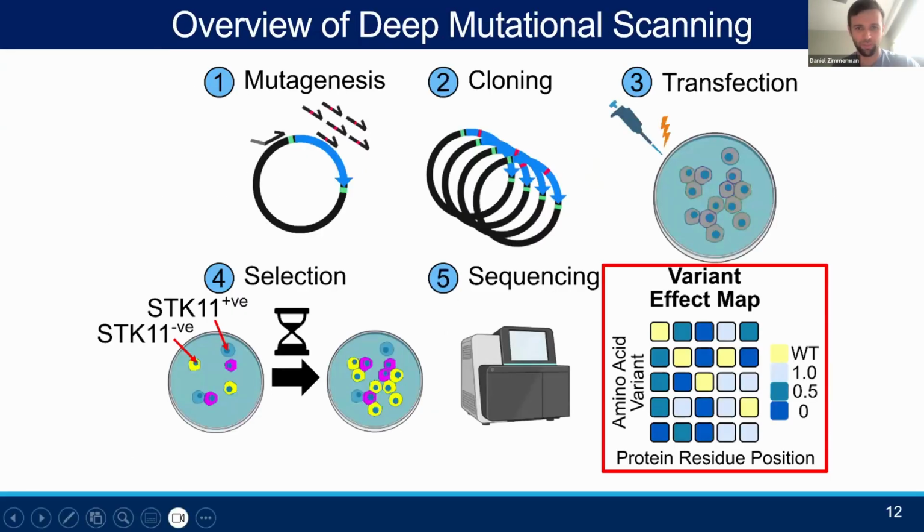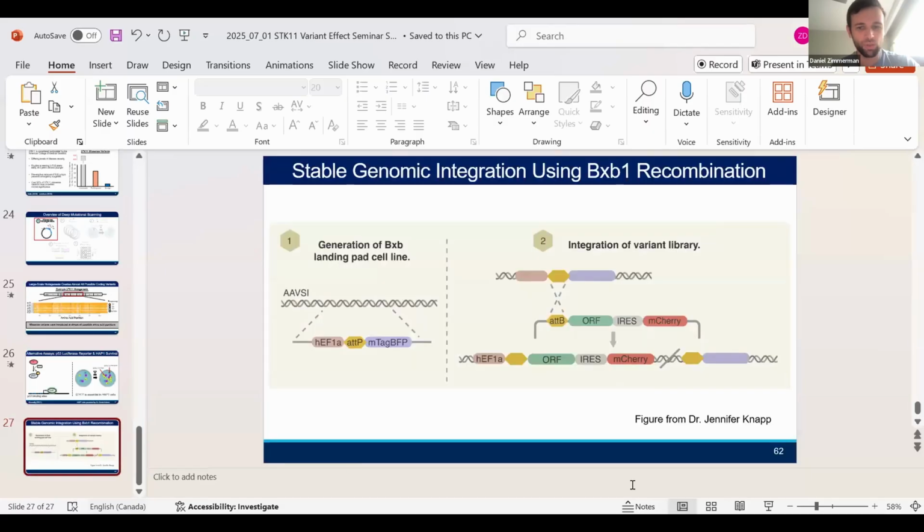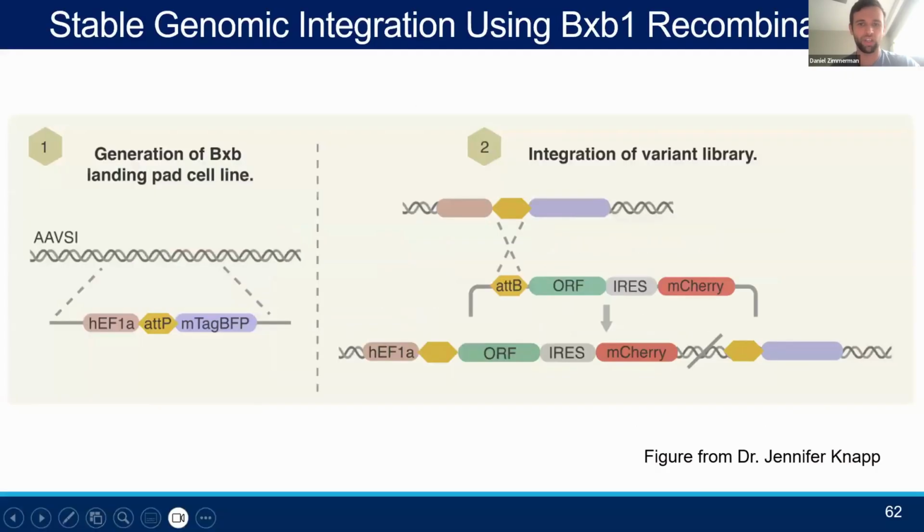Yeah, so here, maybe I can skip all the way to the end. Essentially what we did is we used a landing pad system, and here's a rough overview of it. There are recombination sites that have been engineered into the AAVS1 locus. When we transfect a plasmid as well as the BXB1 integrase, a single recombination event occurs, which changes the recombination site, the attB site, and allows for a single stable integration event at the AAVS1 locus.